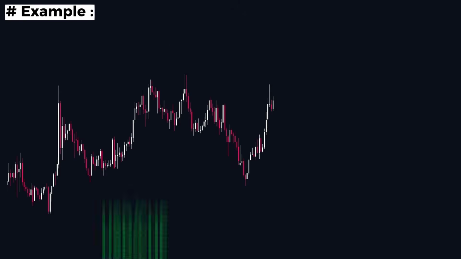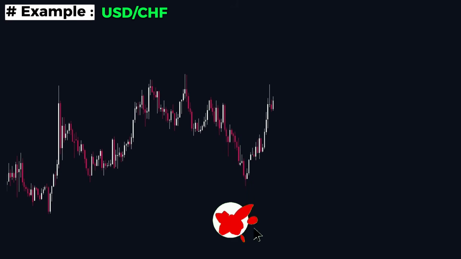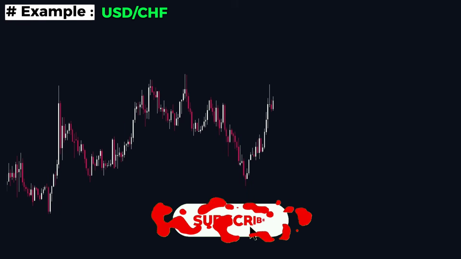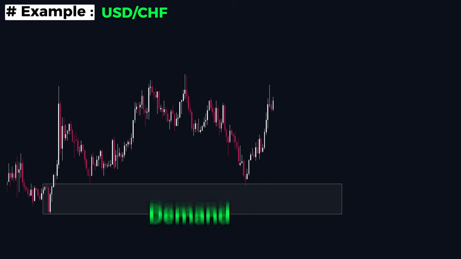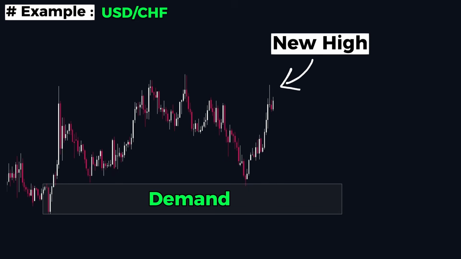Here we're looking at Euro CHF on the 5-minute time frame. Remember, this concept works across all time frames because it's based on the universal logic of supply and demand. At first glance, we can see that the market has recently shifted to the upside after retesting a demand zone and then breaking into a new high. To understand how to apply confirmation here, let's analyze the structure step by step.